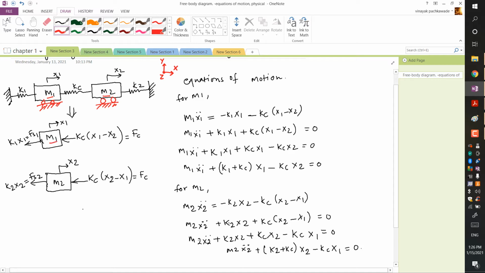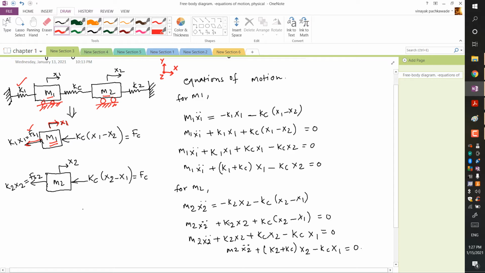So let's focus on m1 here. When it tries to move in the direction x1, its own spring, that is k1, is trying to pull it back, indicated by this arrow over here. This restoring force is represented by the spring constant multiplied by the movement, that is k1 x1. There is another spring over here, and we write it as fs1. There is another spring.